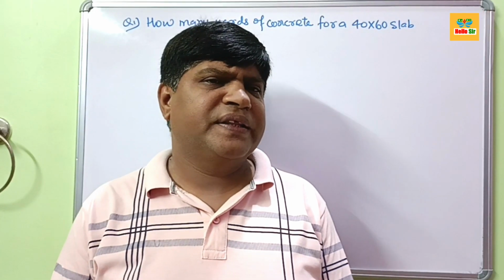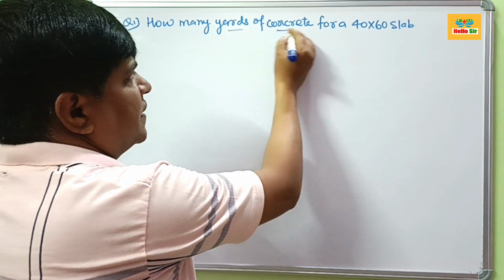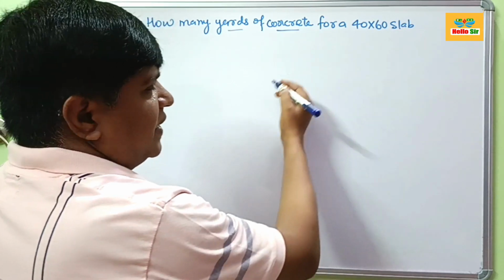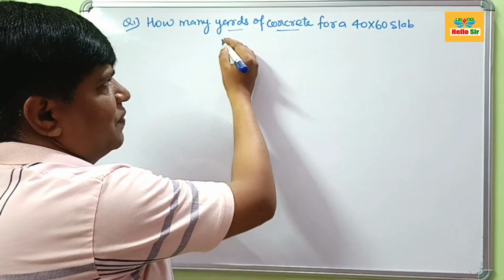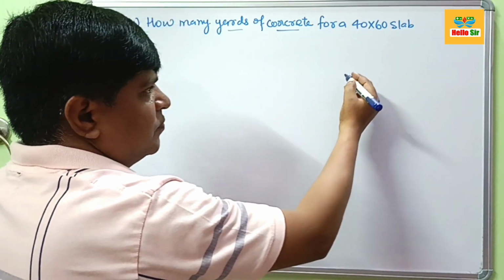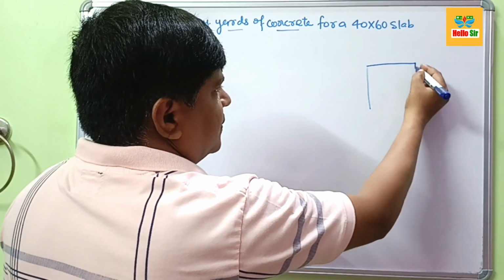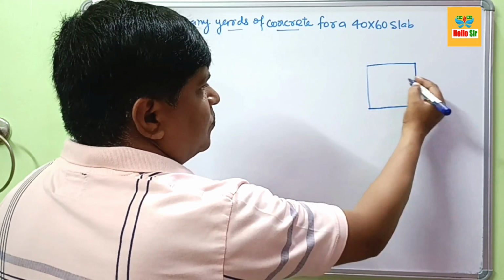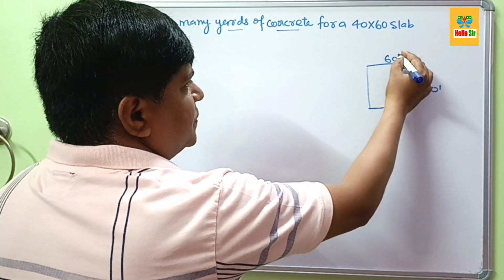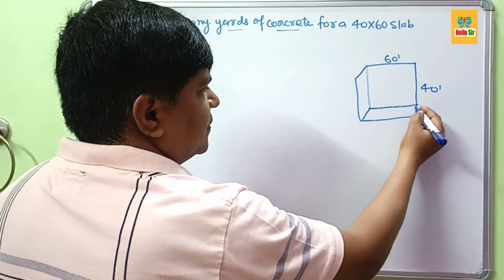Hi guys, today in this video we talk about how many yards of concrete do I need for a 40 by 60 slab at 4-inch thickness. It means you have to find out the quantity of concrete for this slab at 4-inch thickness. Suppose you have a 40 foot and 60 foot slab and their thickness will be 4 inches.